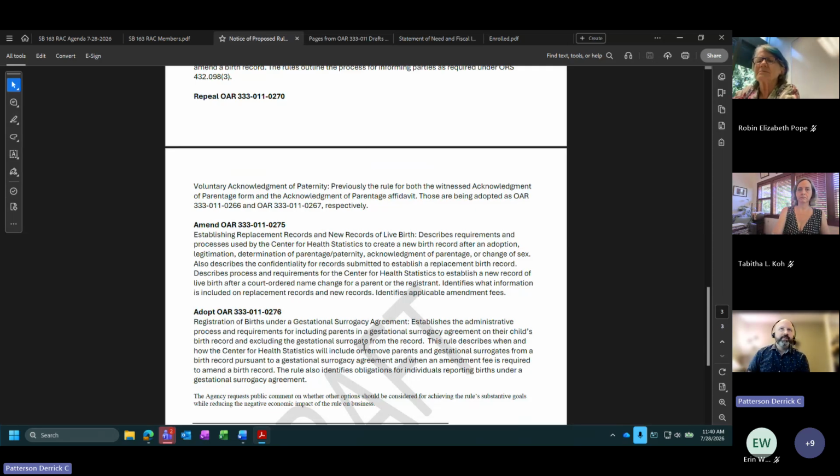Establishing replacement records and new records of live birth describes requirements and processes used by the Center for Health Statistics to create a new birth record after an adoption, legitimation, determination of parentage, paternity, acknowledgement of parentage, or change of sex. Also describes the confidentiality for records submitted to establish a replacement birth record, describes processes and requirements for the Center for Health Statistics to establish a new record of live birth after a court-ordered name change for a parent or the registrant, identifies what information is included on replacement records and new records, identifies applicable amendment fees.